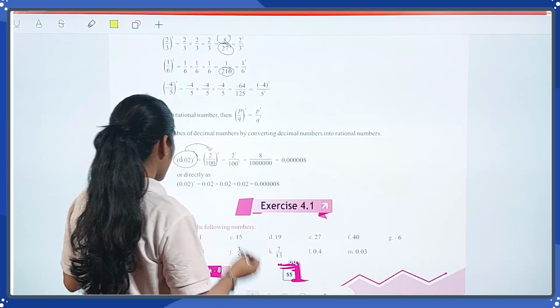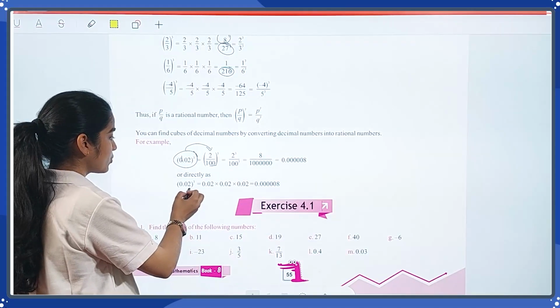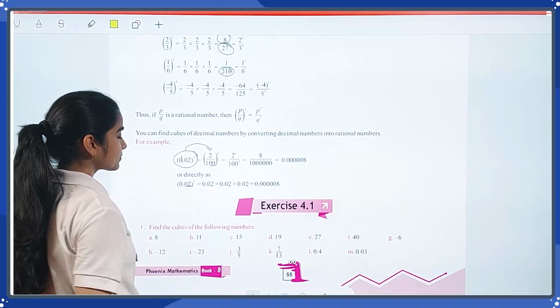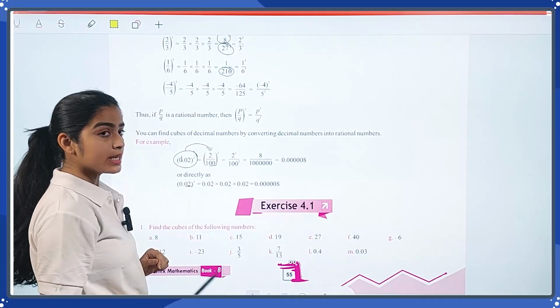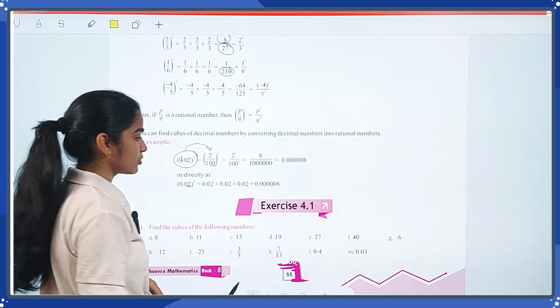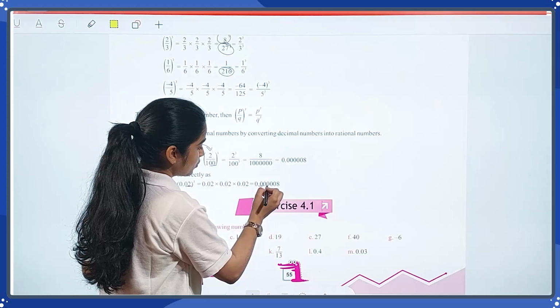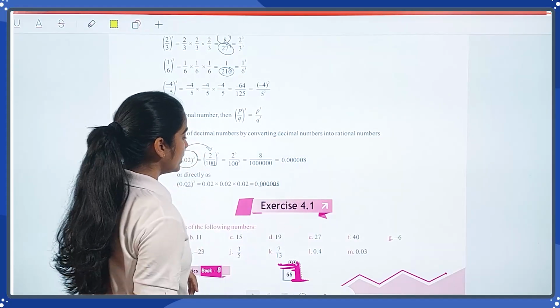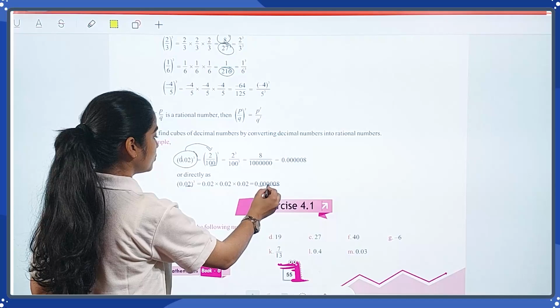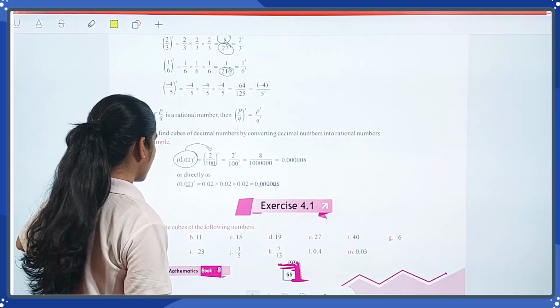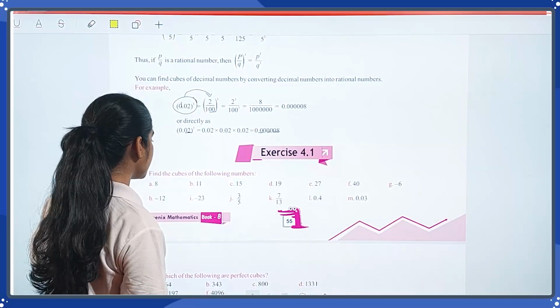0.000008. Okay, or directly as 0.02 cube means 3 times you have to put 6 numbers after the digit. So 2, 2 and 2. So it means 1, 2, 3, 4, 5, 6. 6 digits we have after the decimal point.